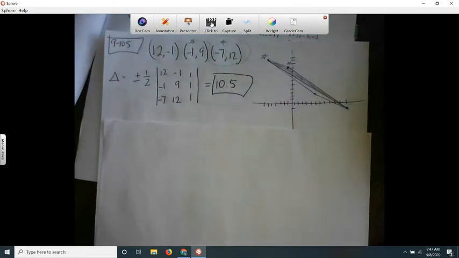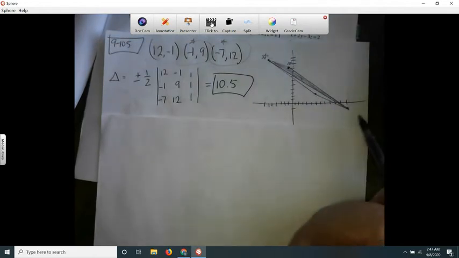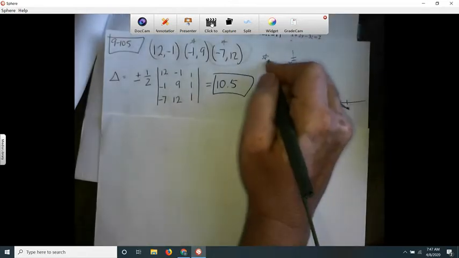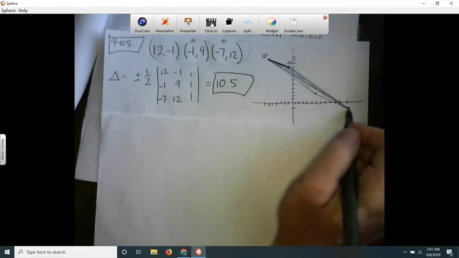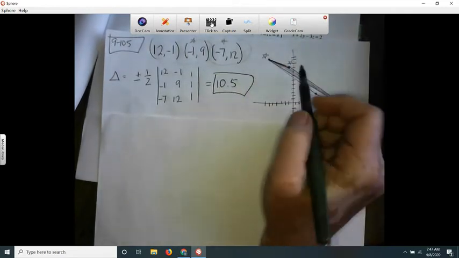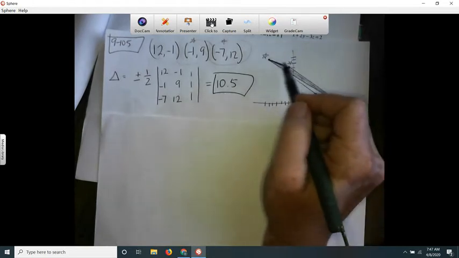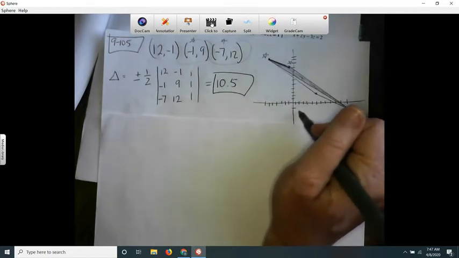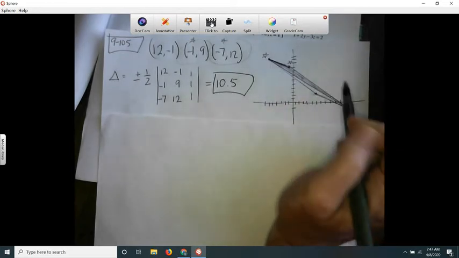Now, you might notice that if this shaded part is the triangle, then the way I made the parallelogram that goes with it is I made a line parallel to this one down here. So how did I do that? I figured out how far it went left and how far it went up. I think it went left by 6 and up by 3. So I went left 6, up 3, and then I just connected my dots.